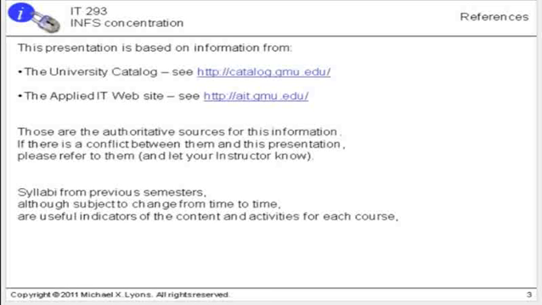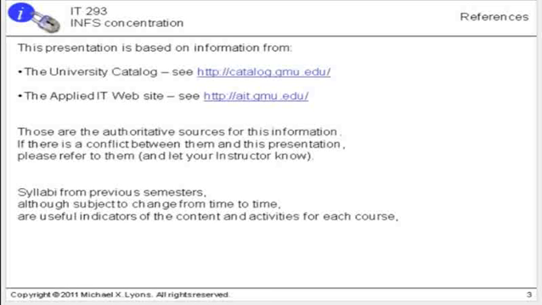Let me start first with the references. I took this information from the university catalogue as it is today for the spring 2011 semester, plus an additional entry that will be in the new catalogue that will be published in the fall this year. I also relied on information available on the Applied IT departmental website. Those are the official sources of information, particularly the catalogue, which is the official source of course information for the university. So if you have any queries about anything presented here, if you want to find the definitive source, I suggest you go and read the information there.